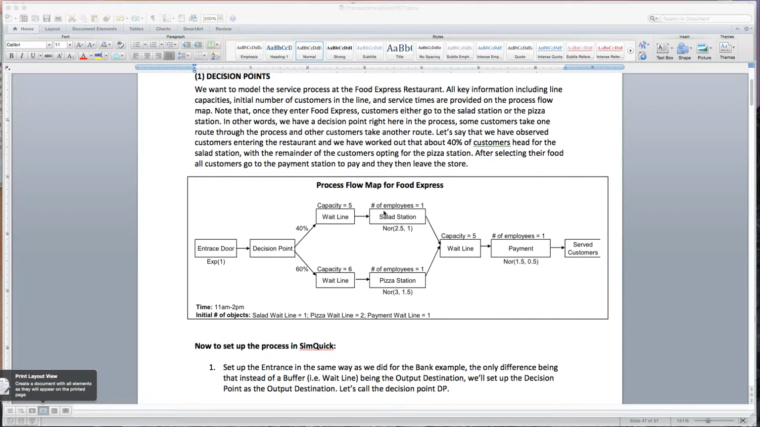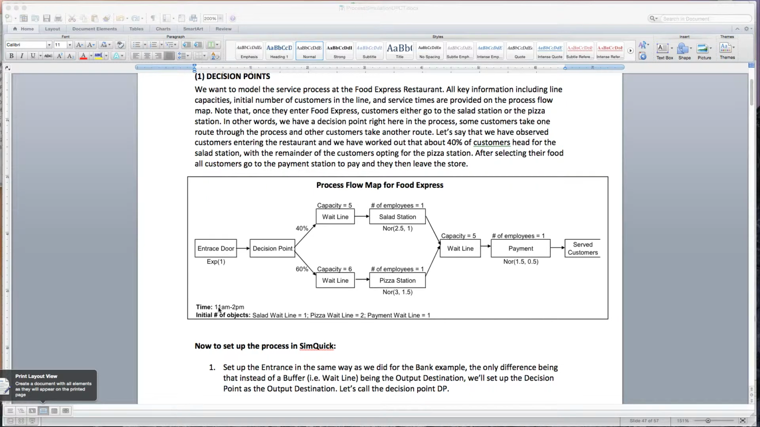As you can see, we've got one salad employee. It takes approximately 2.5 minutes to serve a customer with a standard deviation of 1. At the pizza station, there's one employee. It takes approximately 3 minutes to serve a customer with a standard deviation of 1.5. My goodness, they must be some luxury pizzas that they're selling. And from there, everybody regroups to get into a wait line to go to pay. The capacity of that line is 5. At payment, we've got one employee. It takes approximately 1.5 minutes to serve a customer with a standard deviation of half a minute, following a normal distribution. And from there, they leave the process.